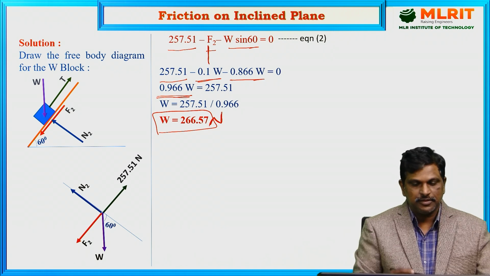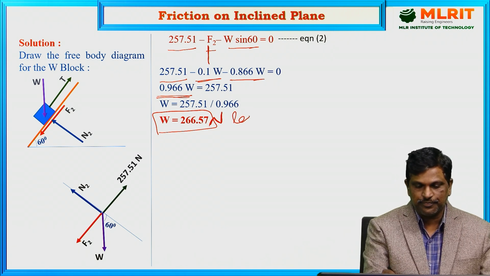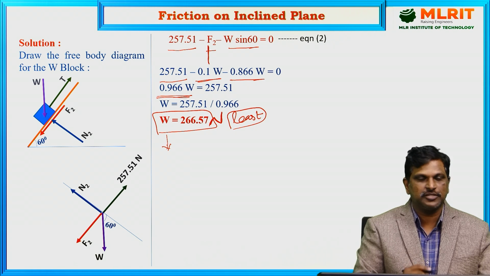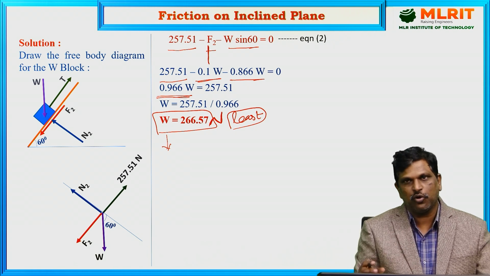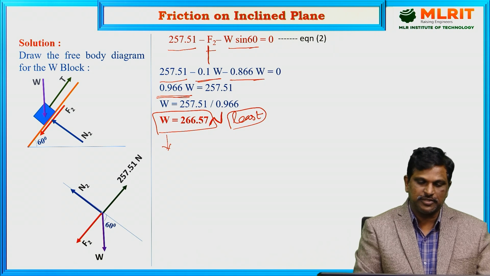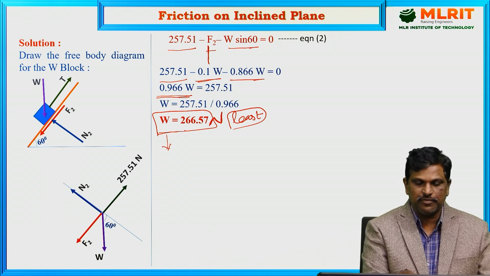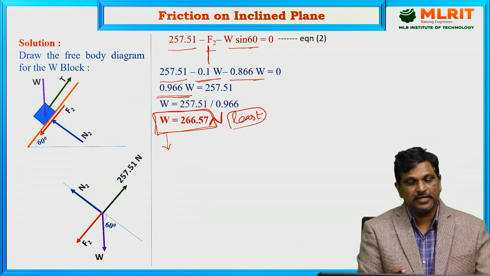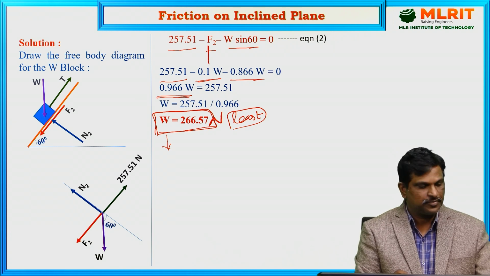266.57 newtons. This is the least value of W, because if you reduce the value of W further, the system starts moving and the 1000 Newton block will move downwards and the W starts moving in the upward direction. Above this, the body will be in equilibrium. Now let us find the greatest value of W.